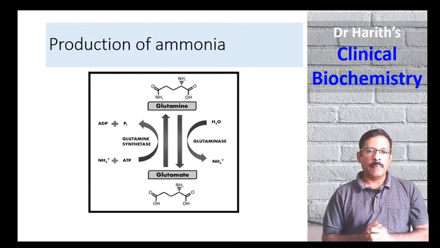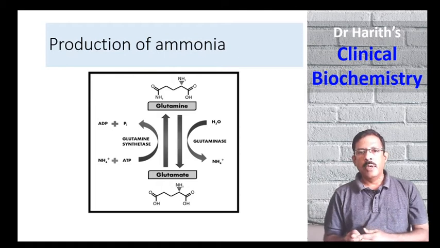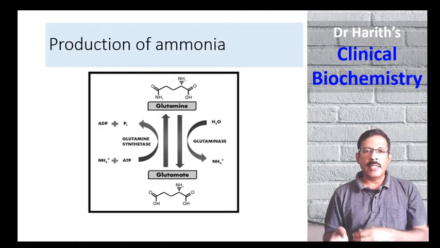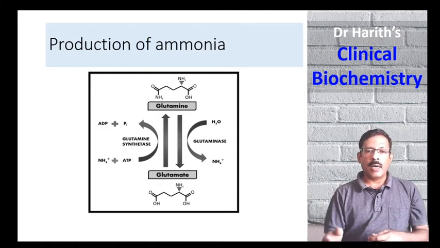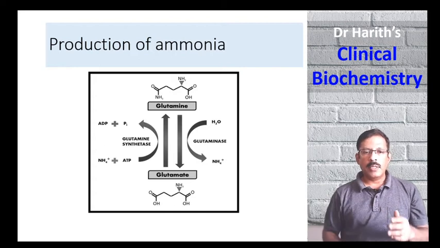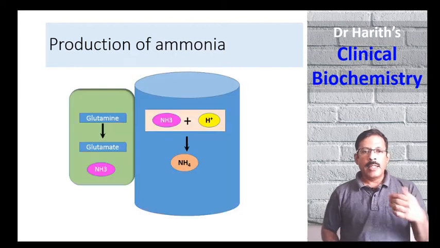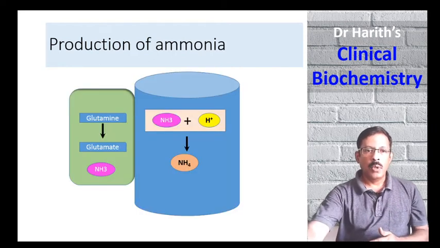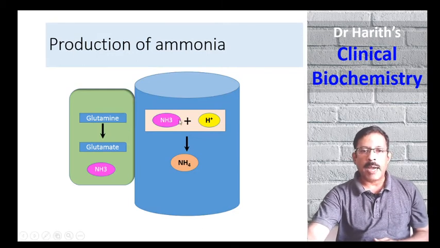Production of ammonia. Now glutamine is an amino acid which has two amino groups. There is an enzyme glutaminase which splits out the ammonia to form glutamate. Now this is heavy biochemistry. The ammonia produced binds to the hydrogen ions to form ammonium ions.